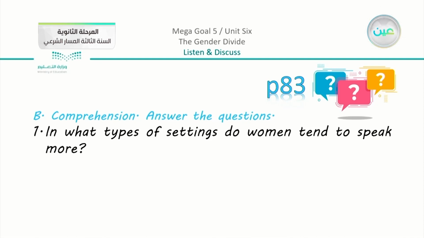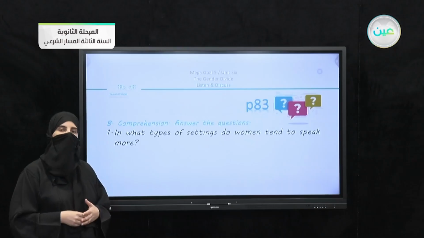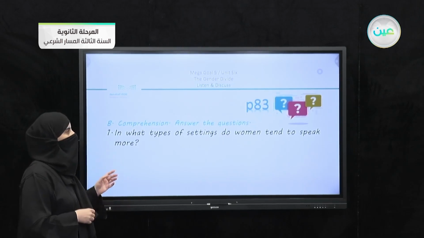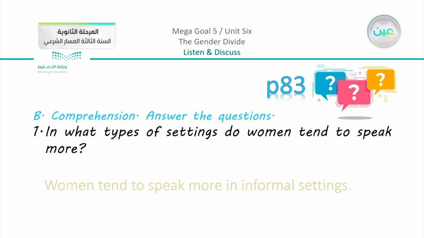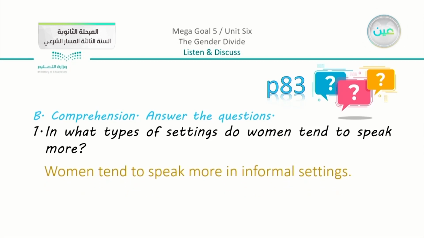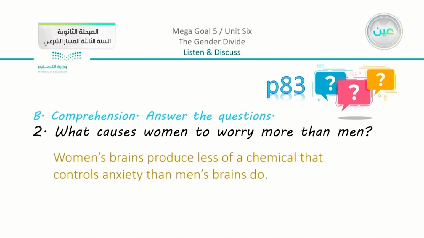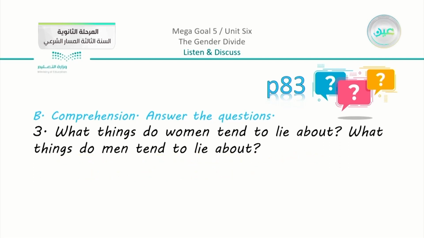So just to revise the answers that we did mention throughout the discussion, we have the first one. In what types of settings do women tend to speak more? We can see that women tend to speak more in informal settings, as we mentioned. What causes women to worry more than men? We can see that women's brains produce less of a chemical that controls anxiety than men's brains do.